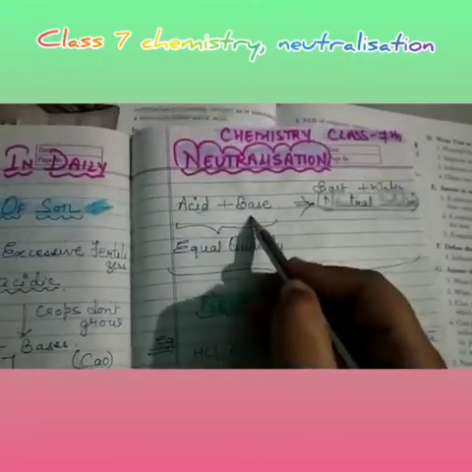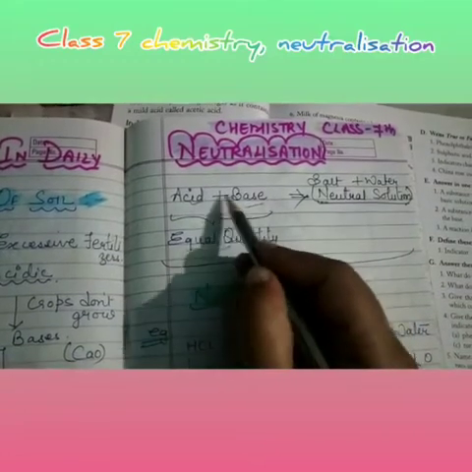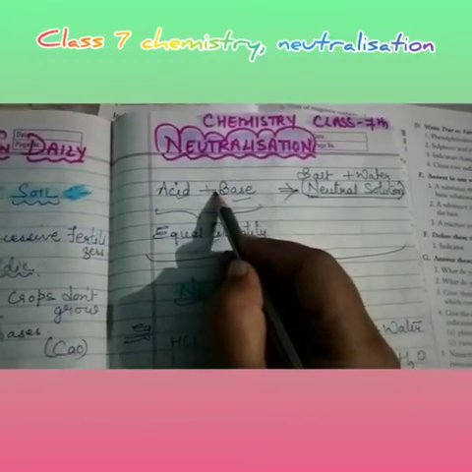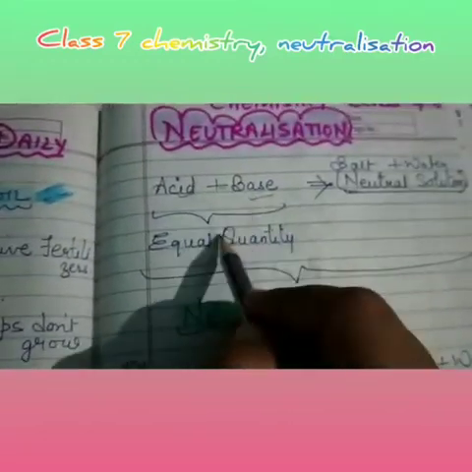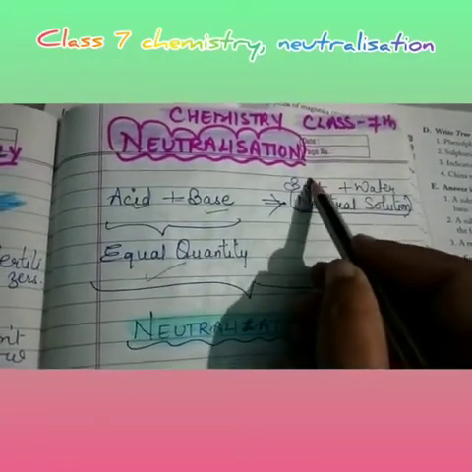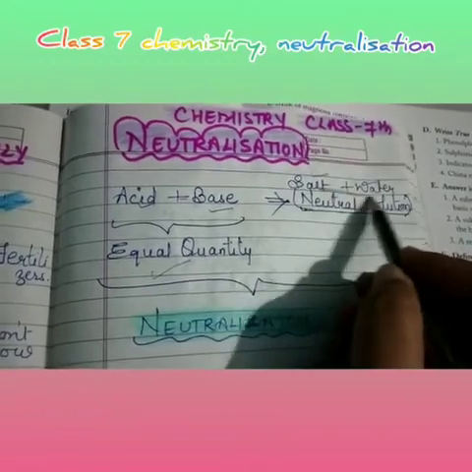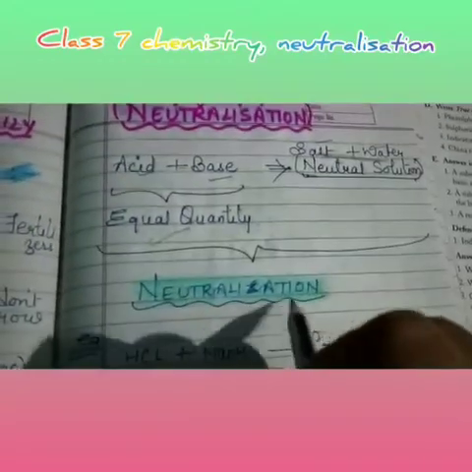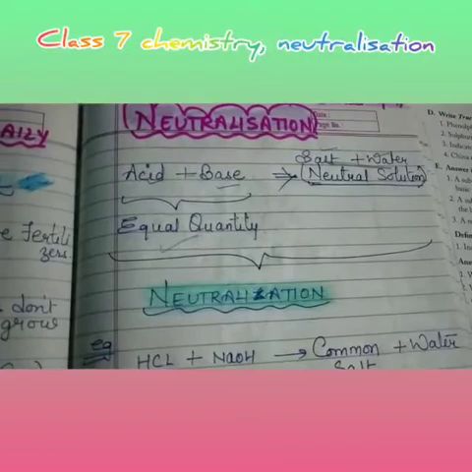When acid and base in equal quantity are mixed, when acids and bases are mixed in equal quantity, they give salt and water. Salt and water form a neutral solution, and this type of reaction is called neutralization reaction.